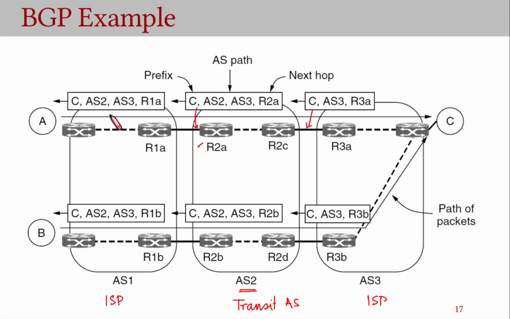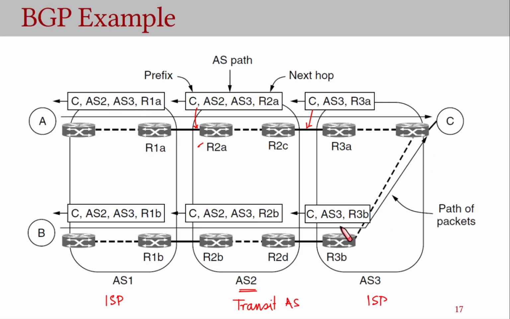And then this autonomous system AS1 is going to advertise this route as the prefix C, right? It's going to be reachable via AS2 and AS3 and router R1A, because now R1A is going to send it to R2A, right? And so that's going to be the announcement, right? That's going to reach this network A.